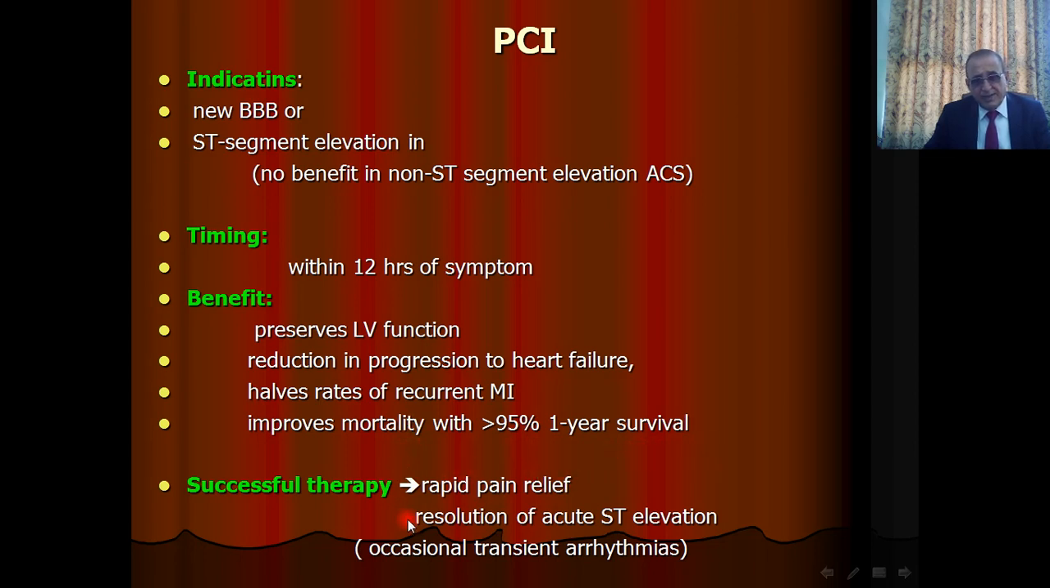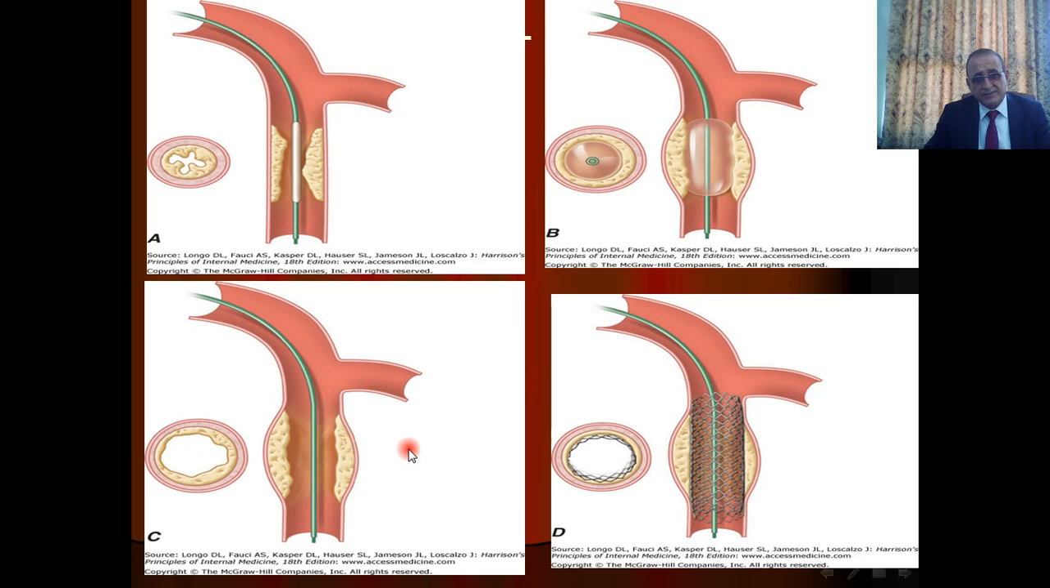And this is the procedure if you are interested to see. This is the plaque with the occlusion. This is the catheter and guide wire. And here a balloon has been expanded and you see the lesion has been opened. Then after the balloon expansion, you put a stent to maintain this opening. Again, this is for interest. I will not ask you any question about these details. This is just to know.